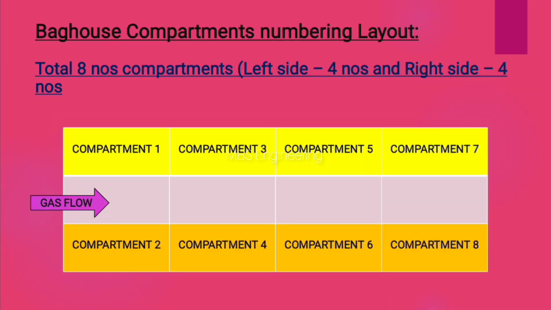Next, we understand the baghouse compartments numbering layout. As per the below layout, the baghouse has a total of 8 compartments. This means the left side has 4 compartments, compartments 1, 3, 5, 7, and the right side has 4 compartments, compartments 2, 4, 6, 8. Assume all the compartments are in operation. Then what is the air to cloth ratio for this condition?